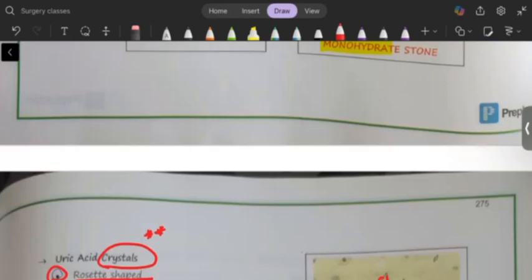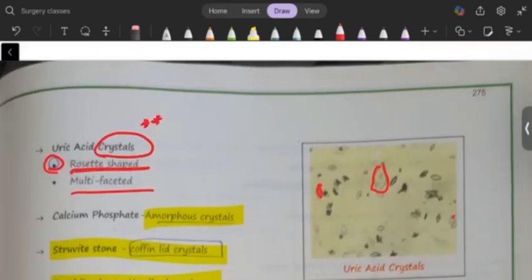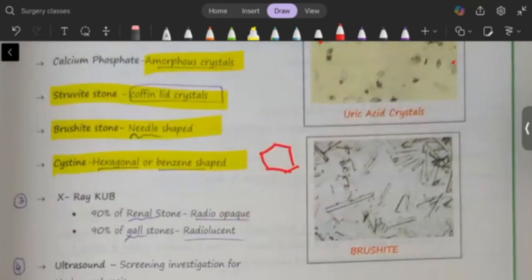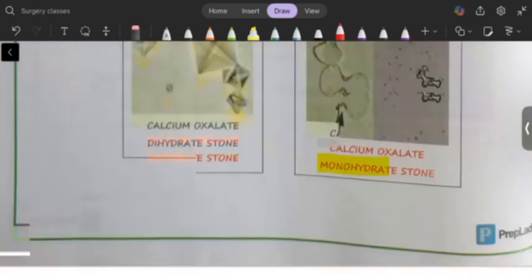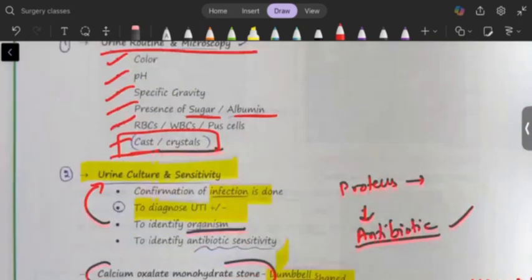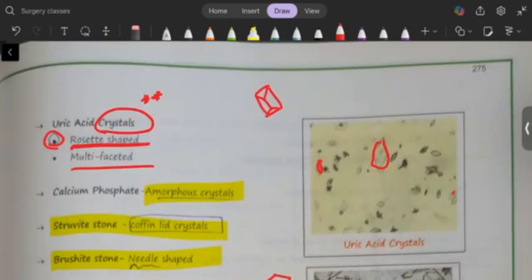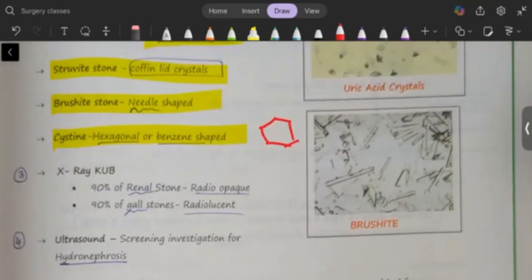Other than that, staghorn calculi, it is pyramidal shaped. Okay, so these are the various shapes of stones. Okay, so urine routine and microscopy, urine culture and sensitivity are done. What are the tests we can do to diagnose renal stones? It is X-ray KUB.